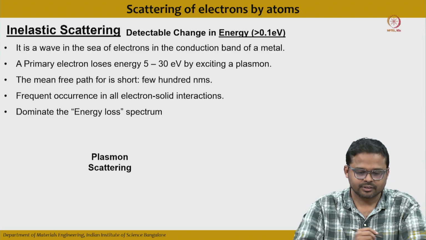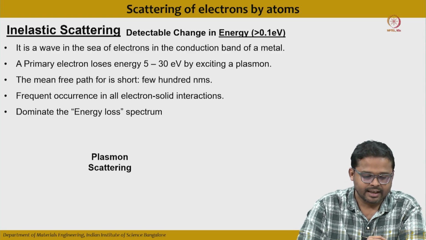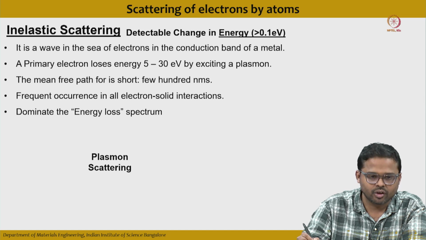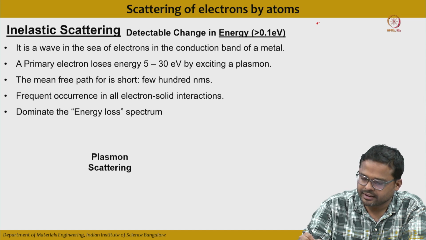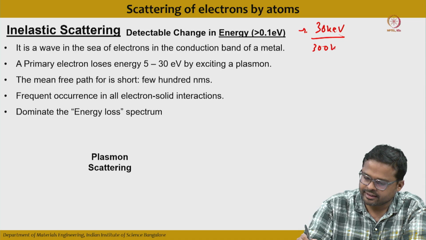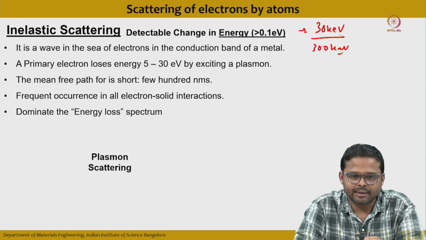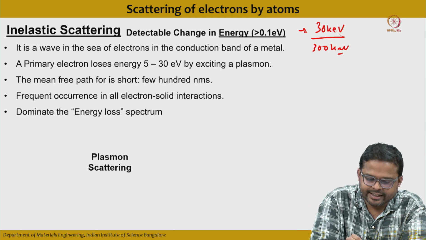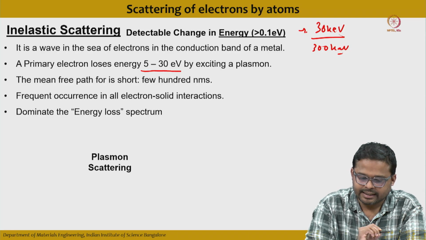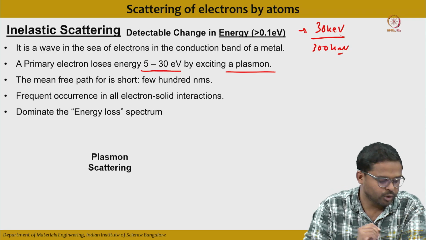plasmon scattering. Okay. So, remember the beam energy: if you are talking about the transmission electron microscope, it is 300 kilo electron volt, sorry, for SEM it is 30 kilo electron volt, for TEM it is 300 kilo electron volt. Now, if the primary electron beam loses energy between 5 to 30 electron volt, then it excites a plasmon.